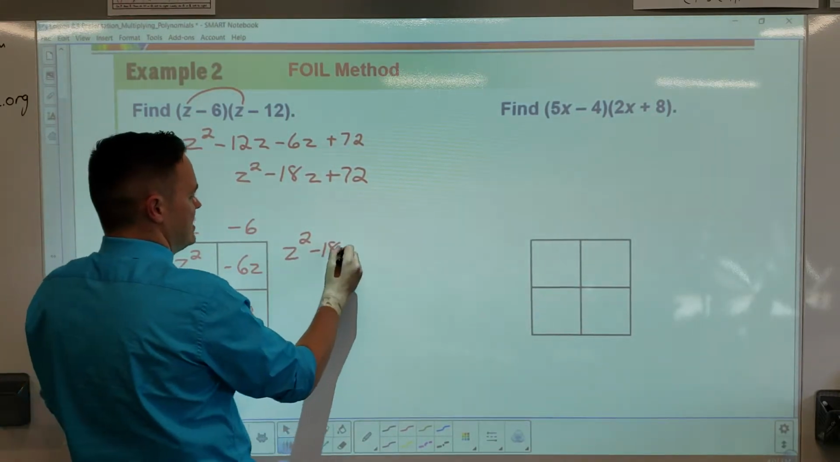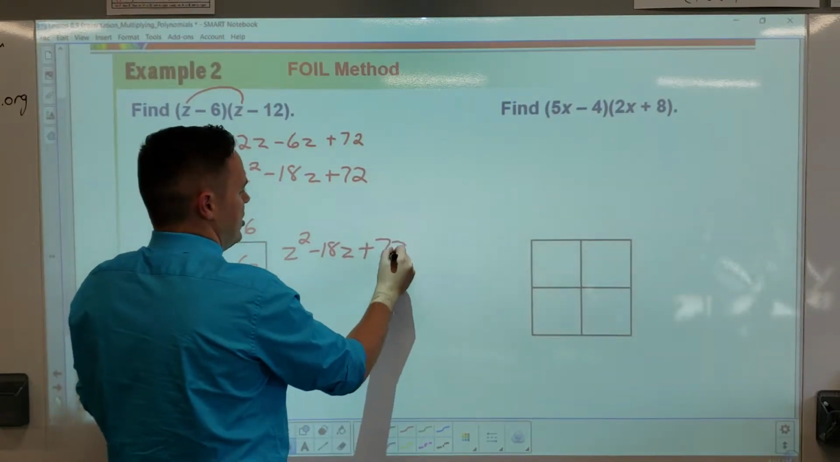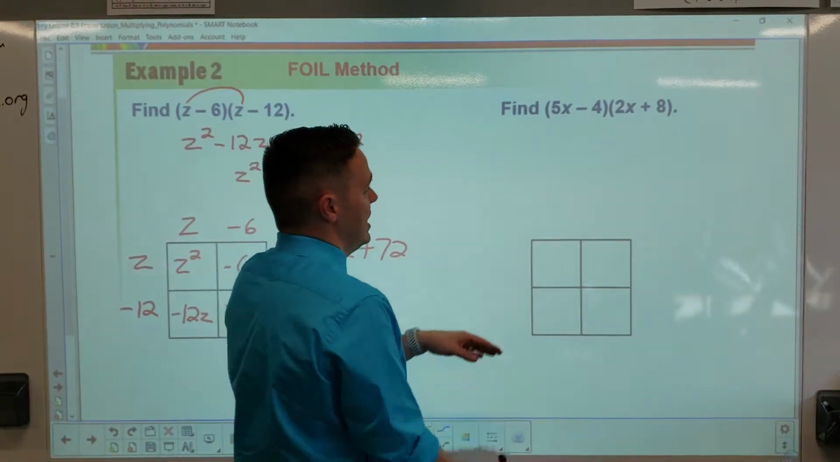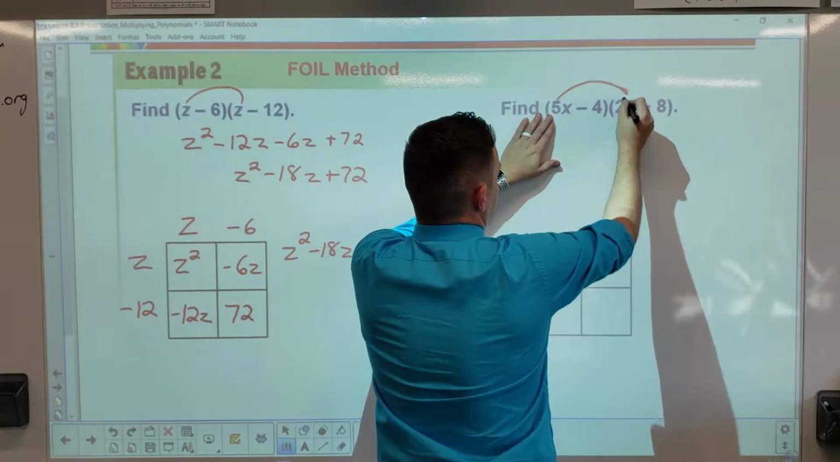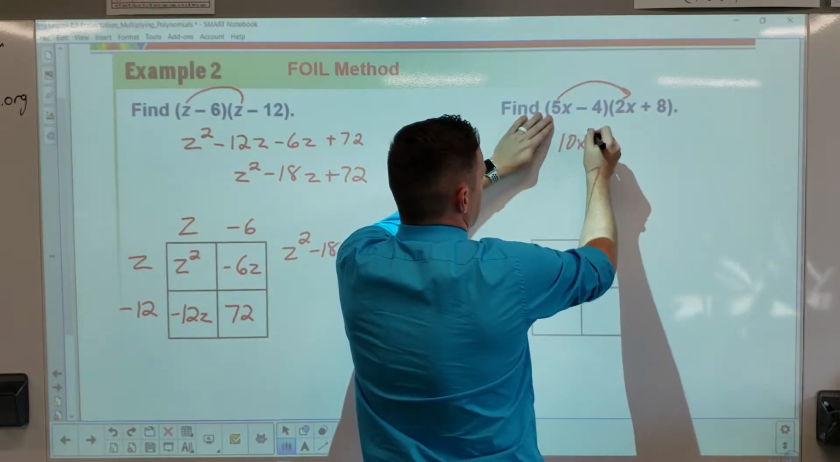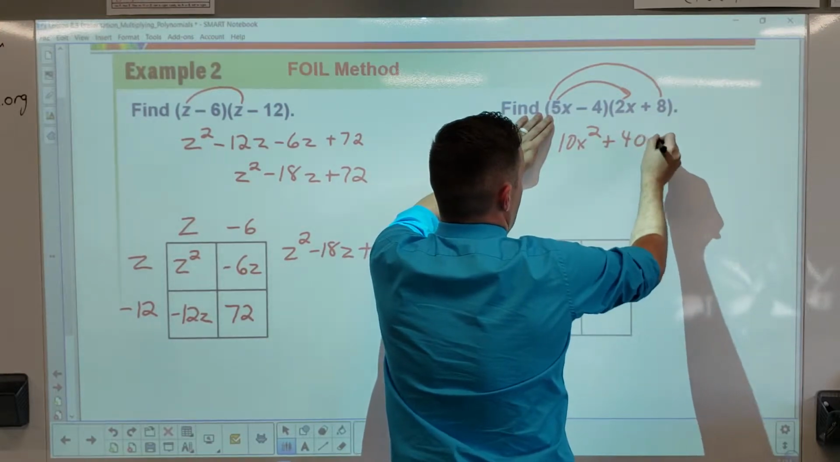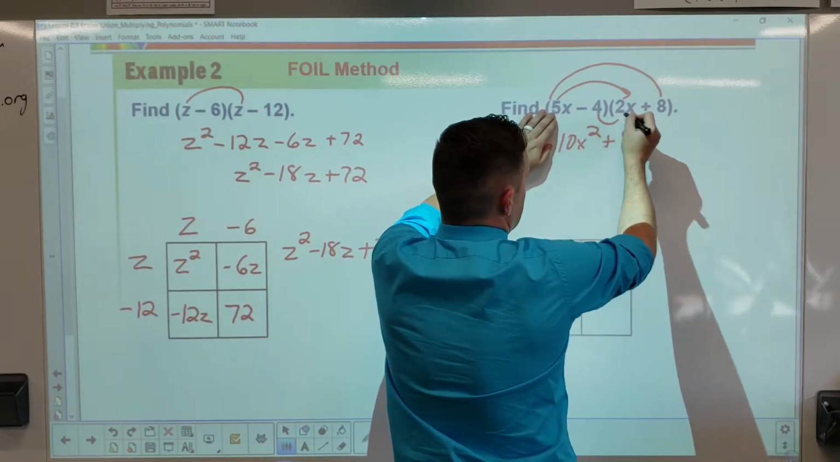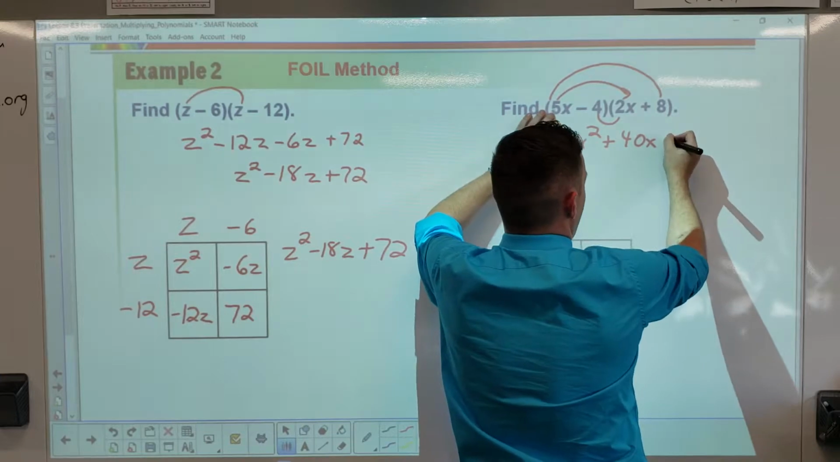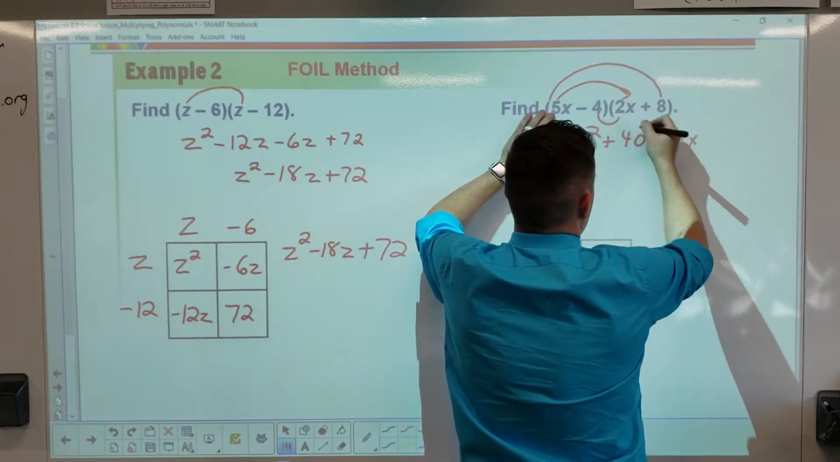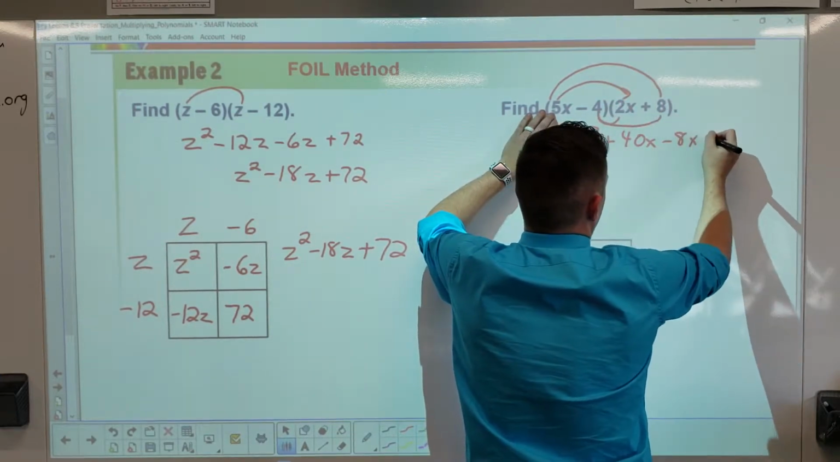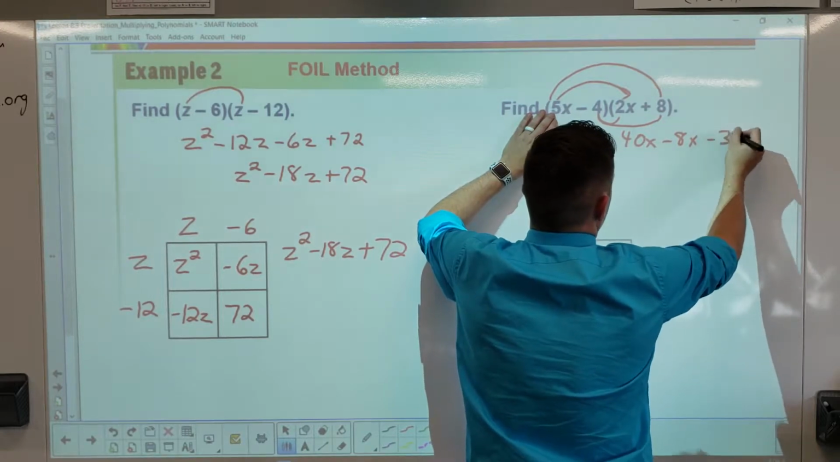6 minus 12 is 18. You get the same thing, okay? So I'll do the FOIL method over here again. So this to here, ladies and gentlemen, would be 10x squared. This to the outside would be plus 40x. This one, inside term, next, that's why you have the I, negative 8x. And then the last terms would be minus 32.